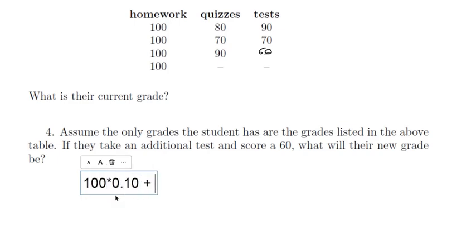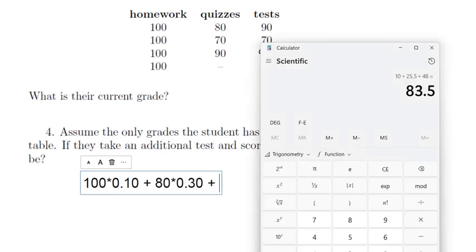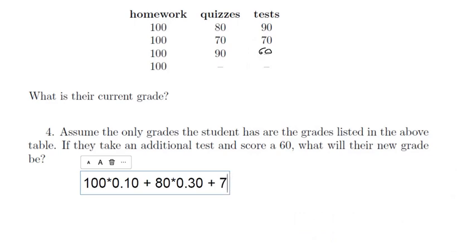Okay, so they got 100 average still in their homework. The quizzes average, add all those up, divide by 3, so that's an 80. And then the test average has changed. I got to calculate that one. 90 plus 70 plus 60, divide by 3. So it's 73.33. I'll use some decimals.